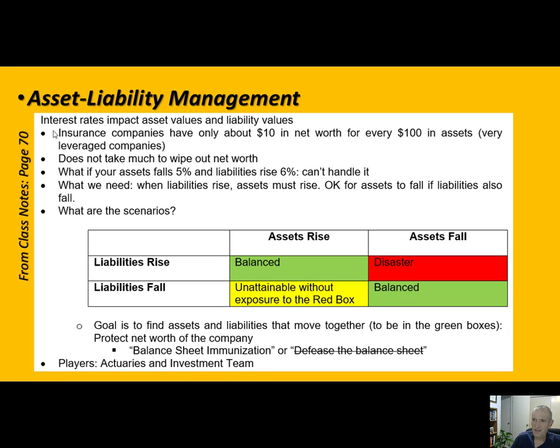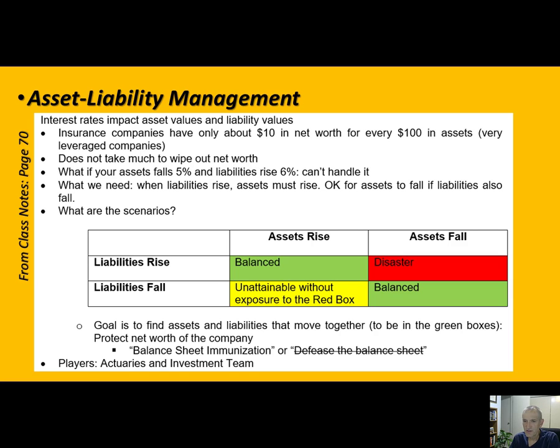So where does this leave us then? It doesn't take much to wipe out the net worth of a life insurance company. If assets fall 5% and liabilities fall 6%, they can't handle it. That's too much. So what we need is something that when liabilities are rising, assets must rise. It's okay if assets and liabilities both fall, because then your net worth is okay. What we can't have is assets falling and liabilities rising. That would be a disaster.